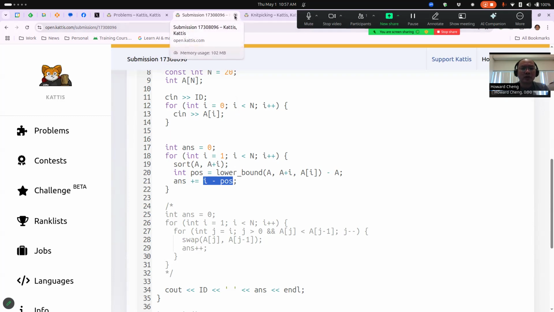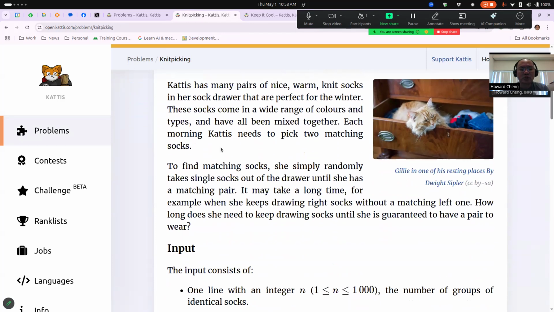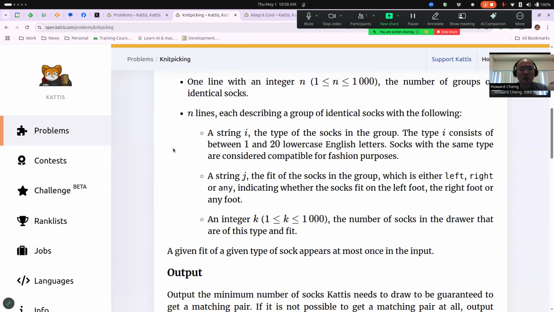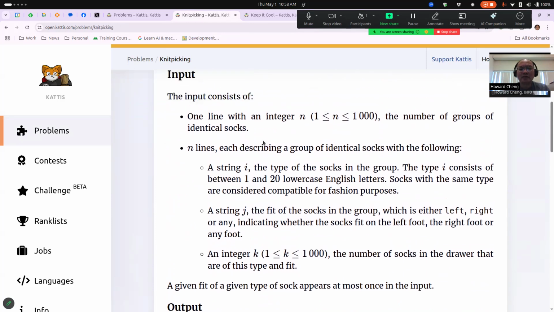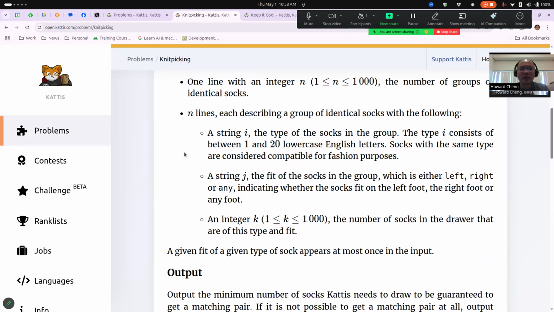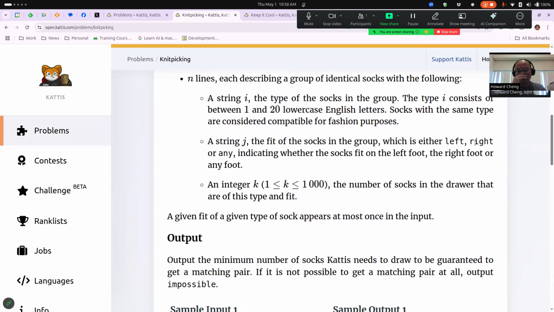All right, now the next 2 problems are a little bit more thinking problems, and I'm not going to really show you too much of the code, but I want to talk about how to think about these problems, how to do them. Okay, so you have a bunch of socks, n of them, in groups of socks. Each group has a type of sock, a name, and it could be left socks, right socks, or it could be either. And then each of those could have a certain number.